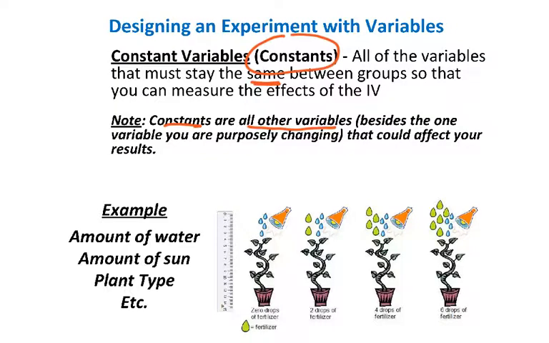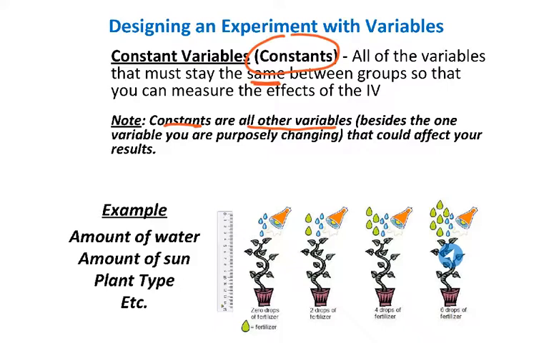All right. So for example, if we look at our 4 plants down here, right, we want to know whether or not the amount of fertilizer, so the number of green drops, affects how tall the plant grows, right? So in this case, the only thing that should be different for each plant is the number of green drops, right? The amount of fertilizer. Everything else needs to stay the same, right? Otherwise, this last plant, the one that got the most fertilizer, we wouldn't know whether it grew taller because it got more fertilizer or whether it grew taller because it got more water, right?